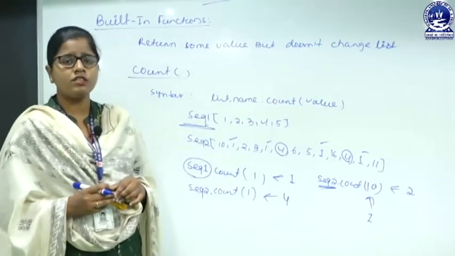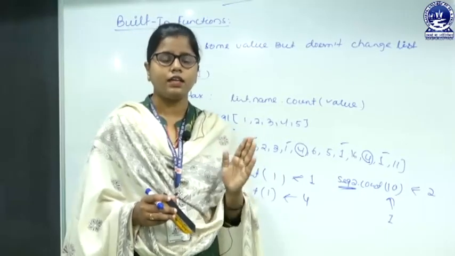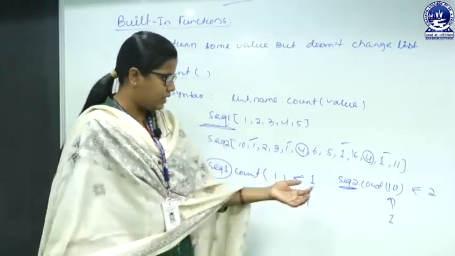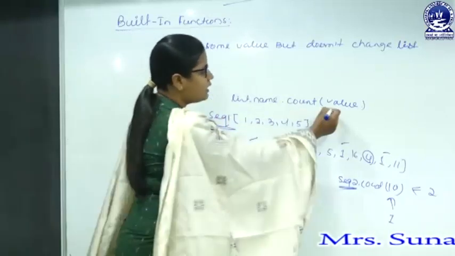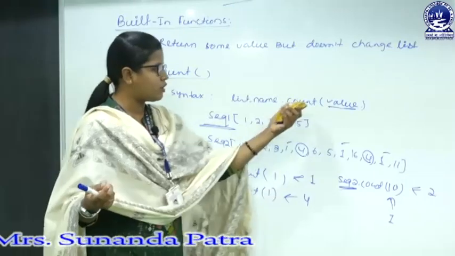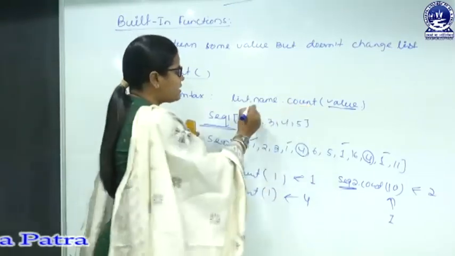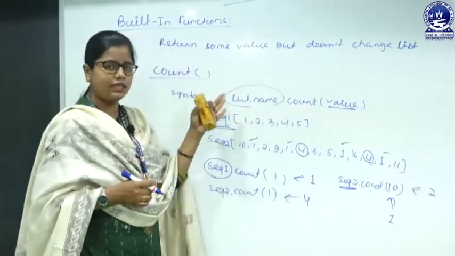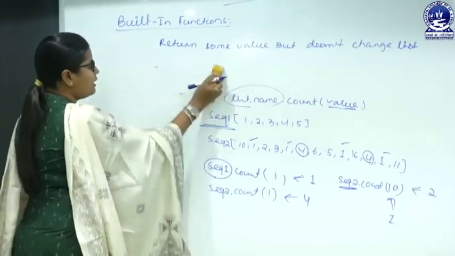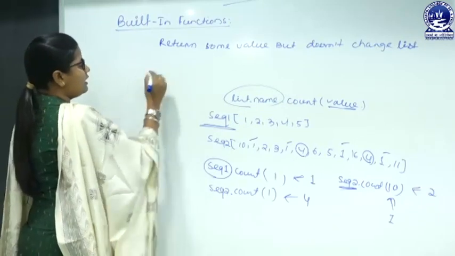So the count function is used to return the number of occurrences of a given value in a given list. The value should be given here in the parentheses, that is actually passed as an argument to the count function, and the list name should be here. So this is the syntax and example of the count function. So let us see the second function, that is index.